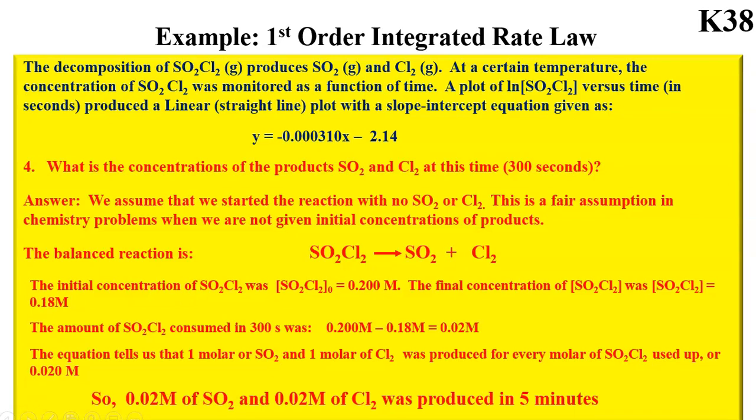Okay, so the equation tells us that 1 molar of SO2 and 1 molar of Cl2 was produced for every 1 molar of SO2Cl2 used up or reacted, or 0.02 molar. So everything is 0.02. 0.02 SO2Cl2 was used, and 0.02 SO2 was produced, and 0.02 Cl2 was produced. So 0.02 molar of SO2 and 0.02 molar of Cl2 was produced in 5 minutes.